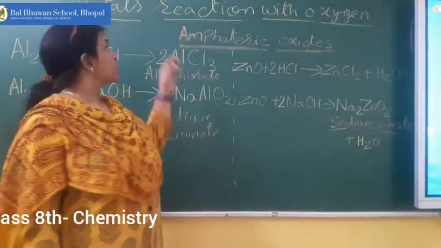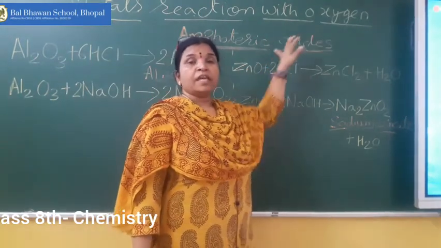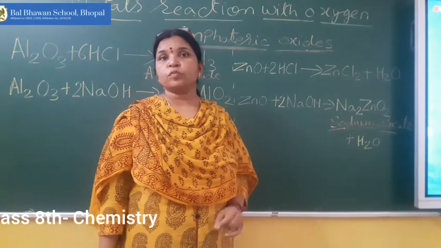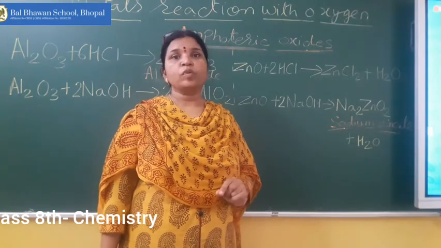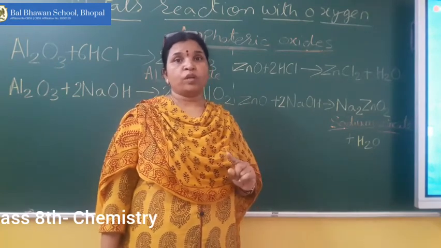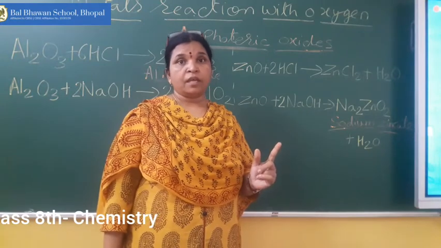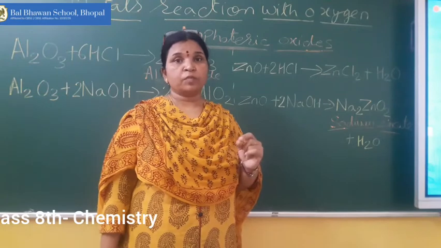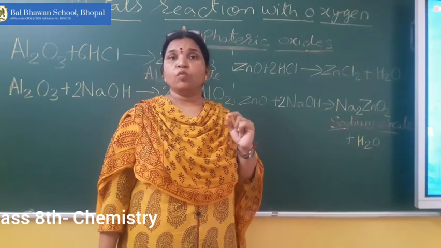Last time we discussed metals' reaction with oxygen. In that we saw that when metals react with oxygen they produce metal oxides, and these metal oxides are soluble in water. When they react with water they produce metal hydroxide. And when we test this solution with red litmus paper, we found that the red litmus paper changes to blue in color.